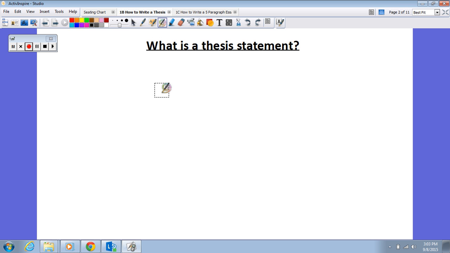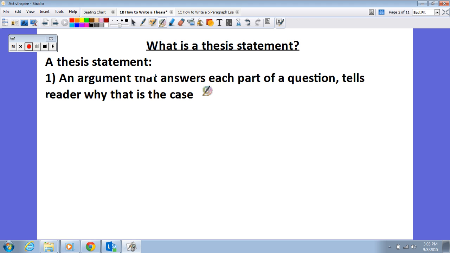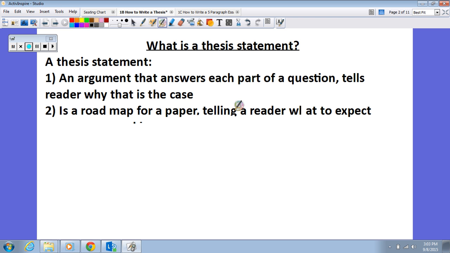Alright, what is a thesis statement? Well, to put it mildly, a thesis statement is an argument that answers each part of a question and tells a reader why that is the case. That's the first thing that it is. So we're going to get an essay question, which is usually an opinion question, and your thesis statement is going to be your answer to that opinion question. And then you're also going to explain in that statement why you think that's your answer. It's a roadmap for your paper.